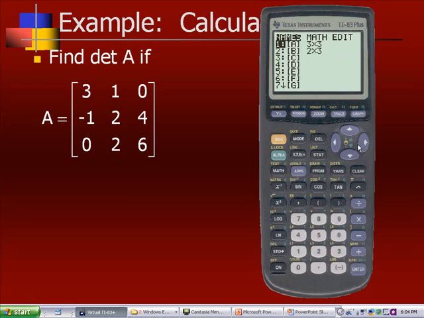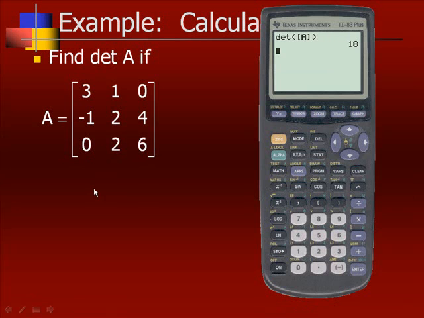Now we're going to go second matrix. We're going to slide the math. Option number 1 is determinant. Second matrix, because we stored all of our values in matrix A, we'll select matrix A. And that says that the determinant is 18.